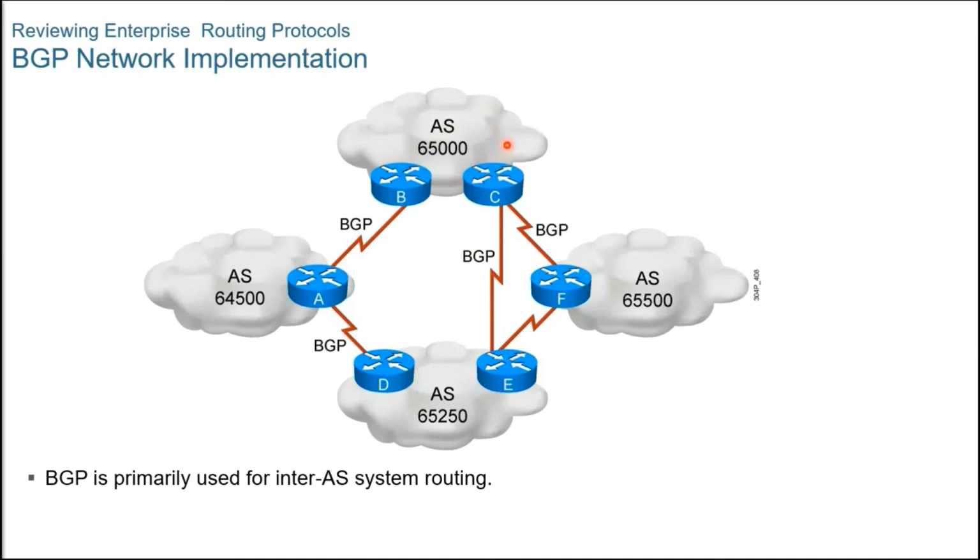AS65000 is multi-homed to three ISPs: AS65500, AS65250, and AS64500.